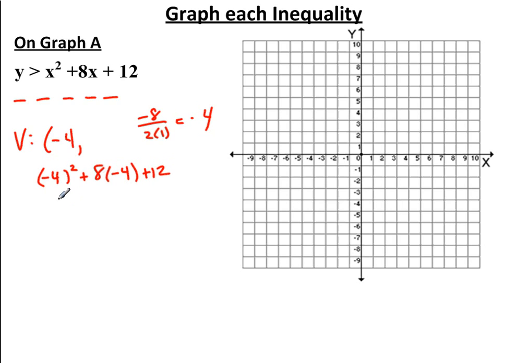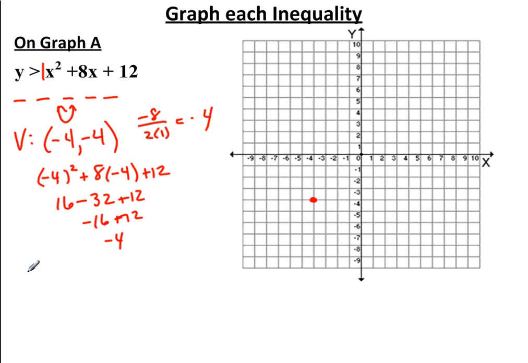Okay, -4 squared is 16 minus 32 plus 12. So 16 minus 32 is -16 plus 12 is -4. So I'm going to graph -4, -4. That's my vertex. I know this actually faces up because my lead coefficient, my a value, is 1.